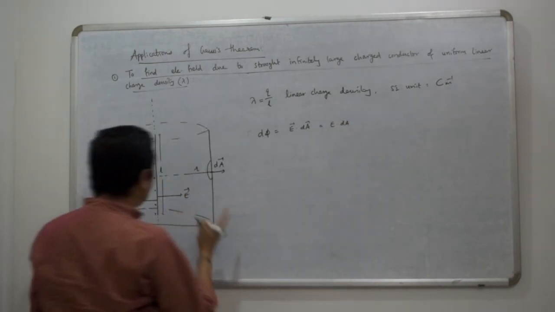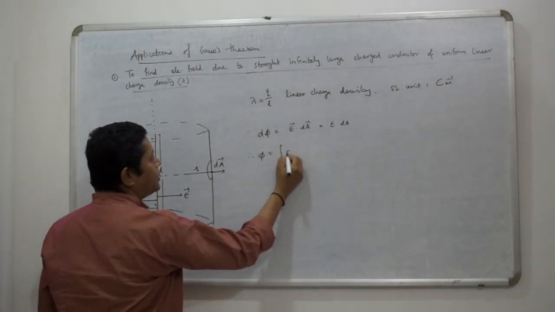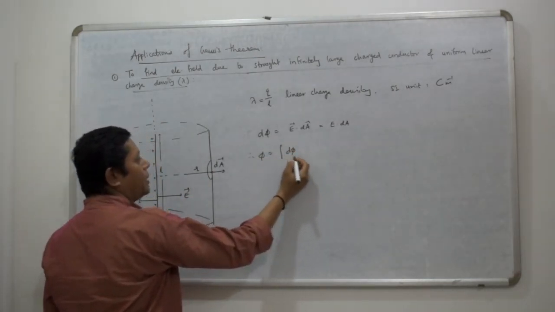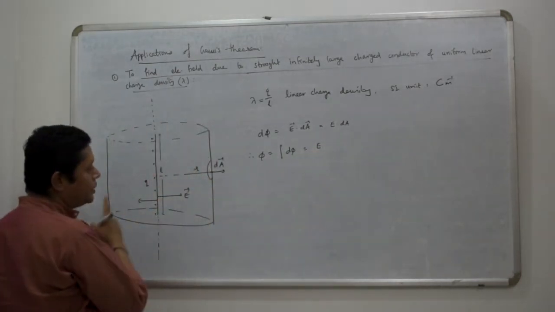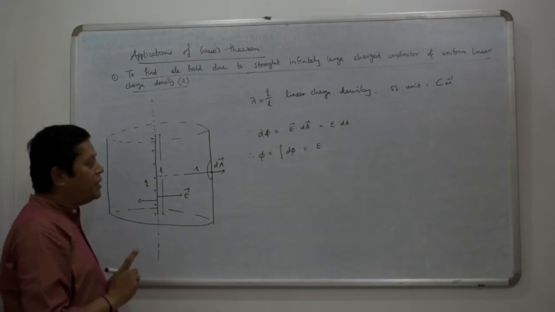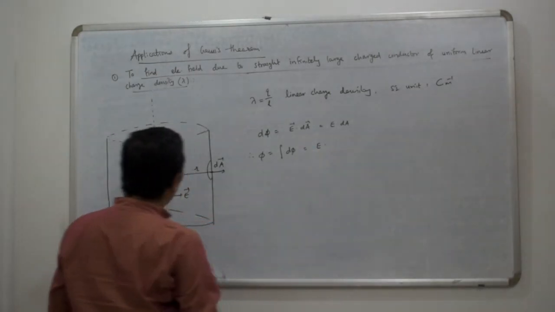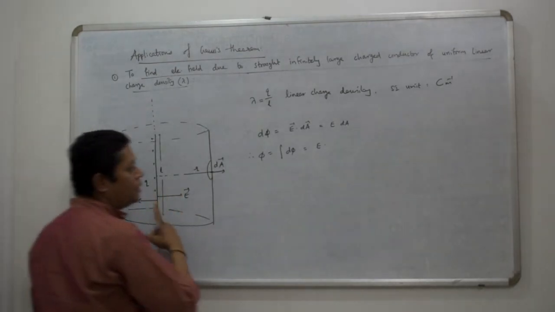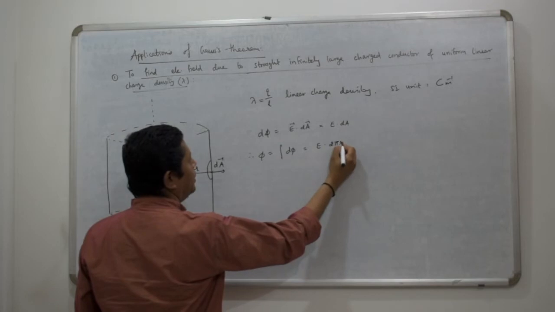If you want to find the flux due to the whole surface, then flux phi is equal to the integration of d phi. When you integrate the electric field over this Gaussian surface, that is the curved surface, all points are at equal distance from this charge. So the electric field will be the same over the curved surface. The area value will be 2 pi r into L.